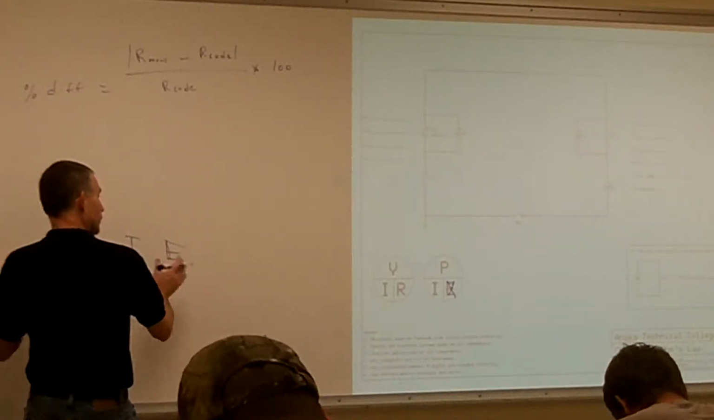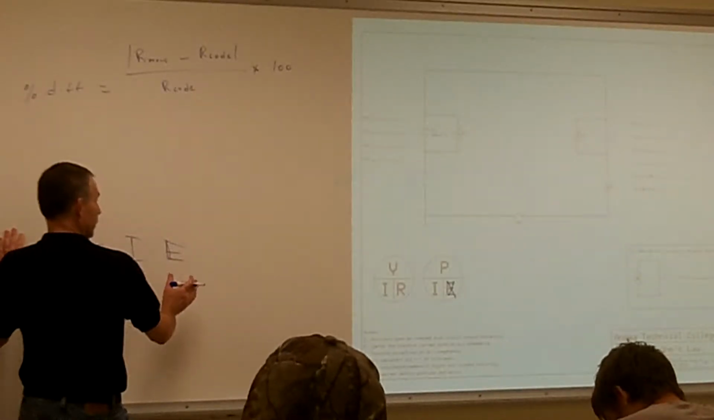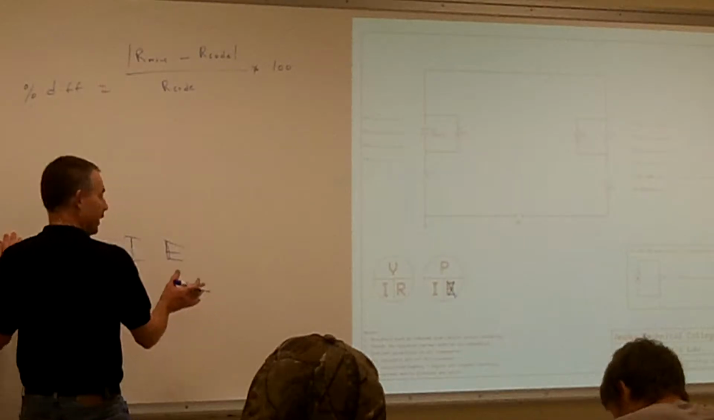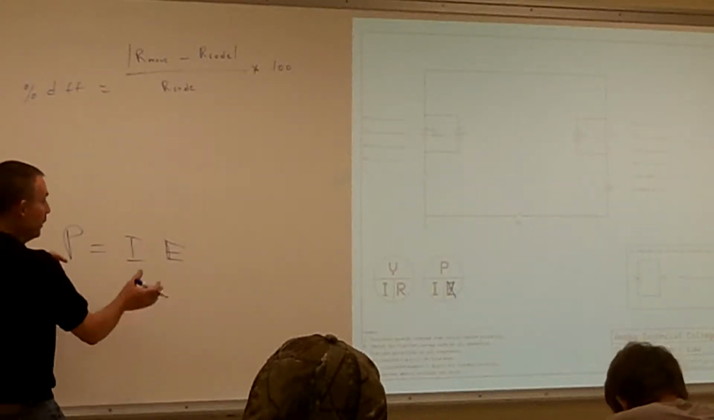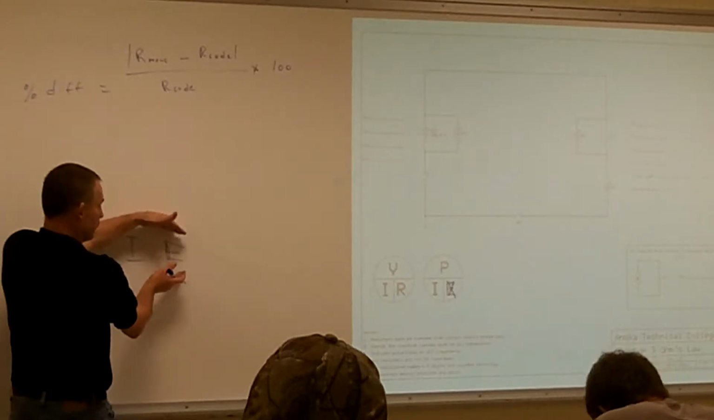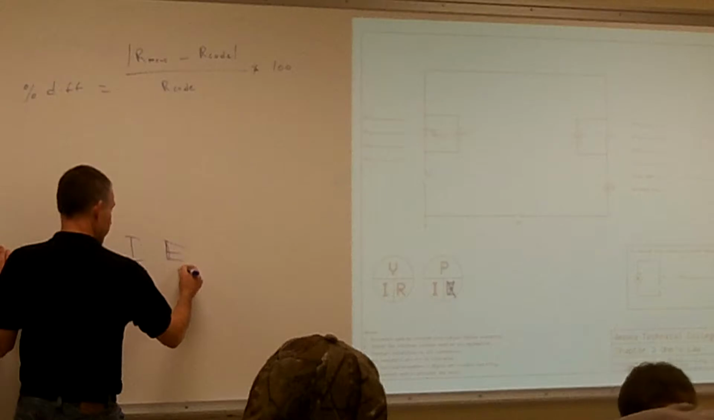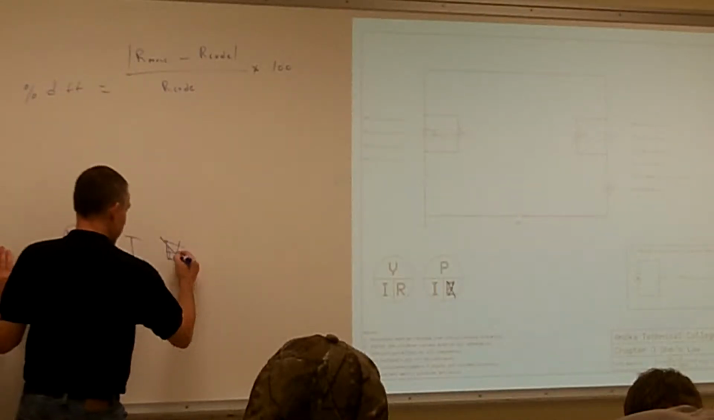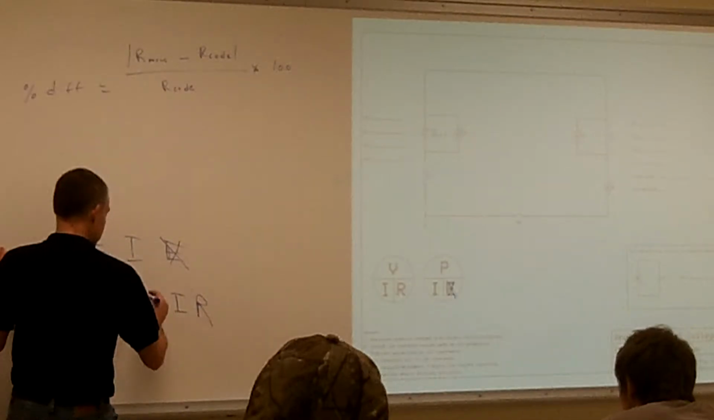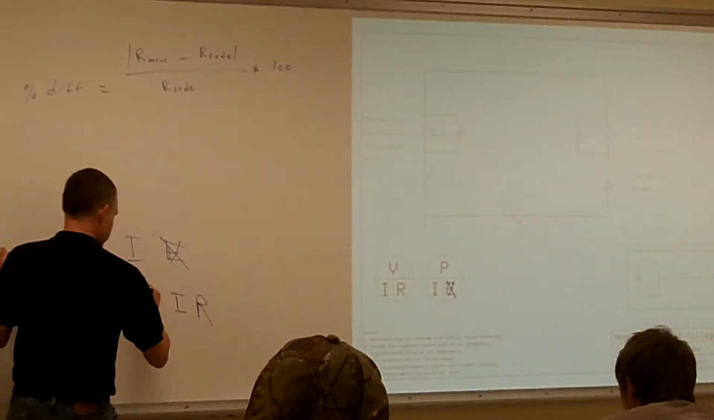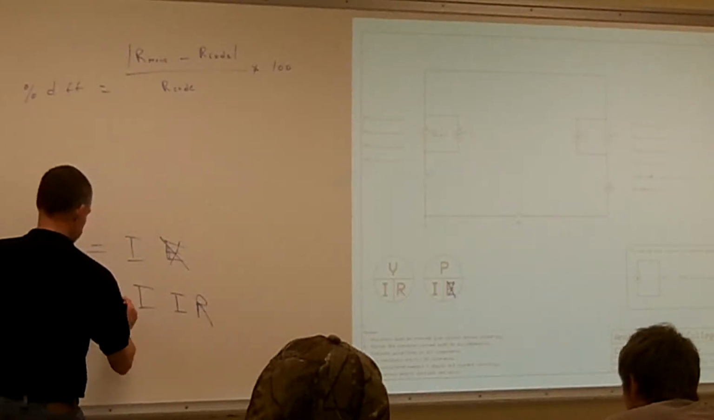What's another name for a voltage drop? Electromotive force. And what's another name for it? IR drop. Because I times R equals my voltage, right? So if I know my current and my resistance, I can cross out E and substitute IR. Then my formula turns out to be I times I times R equals my power.